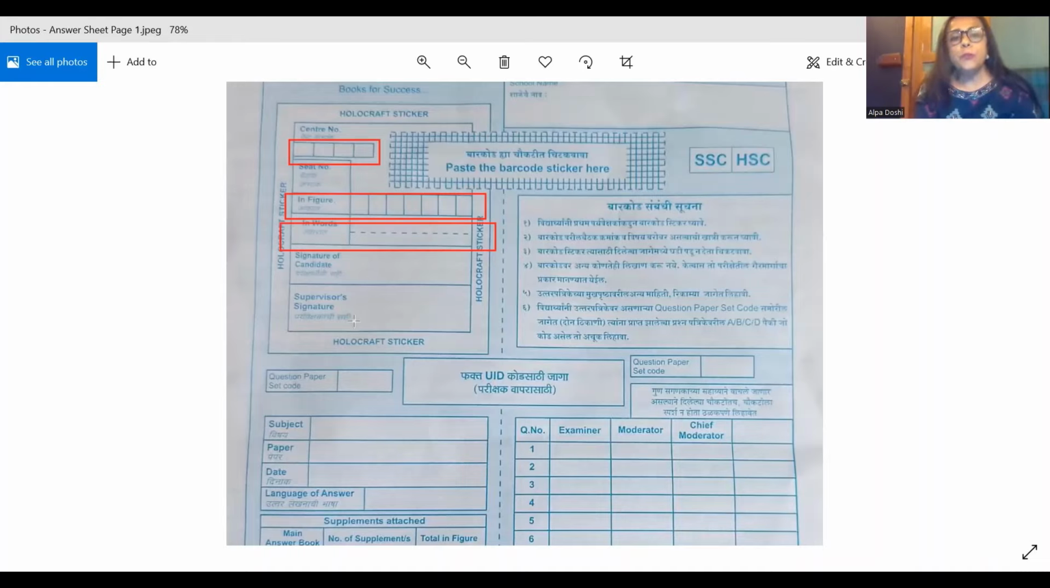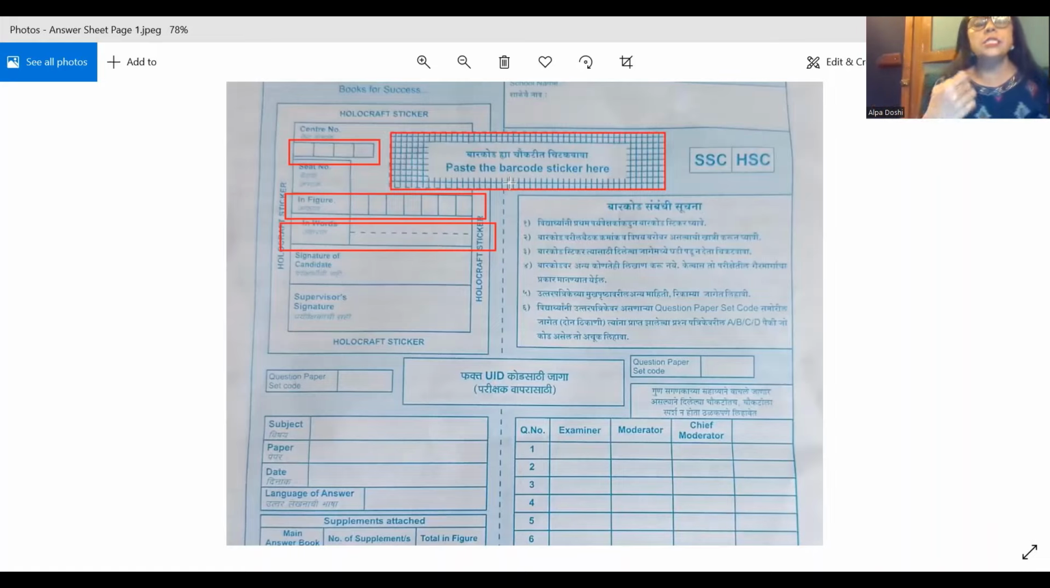Before we move to the supervisor signature, let us first talk about the barcode sticker. Now, this section which you have on the top, a sticker will be given to you. The sticker has a perforated section in the center. That same perforated section on the sticker has to be set right on this box, and there should be no other folds on the barcode sticker. Make sure you cannot write anything on the barcode sticker.